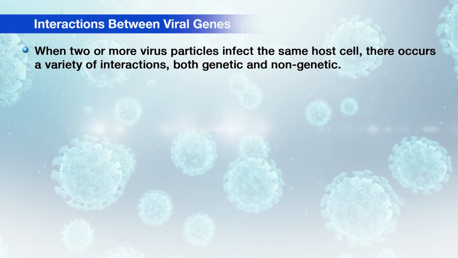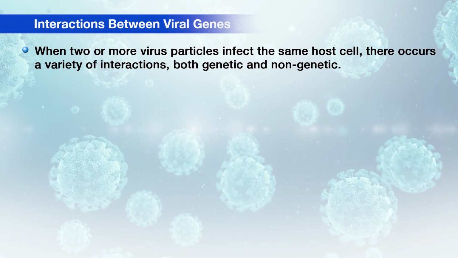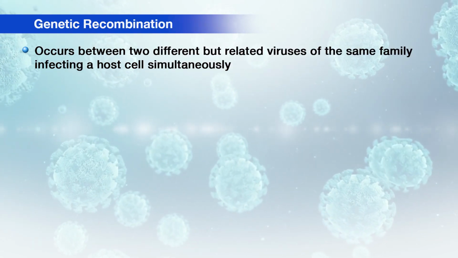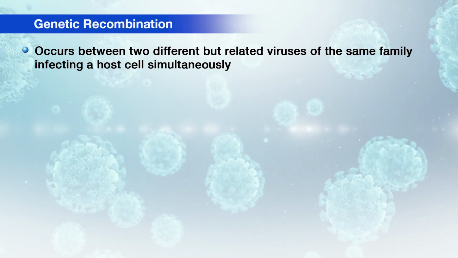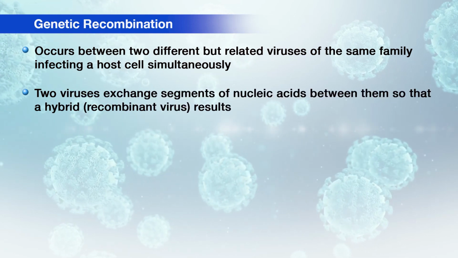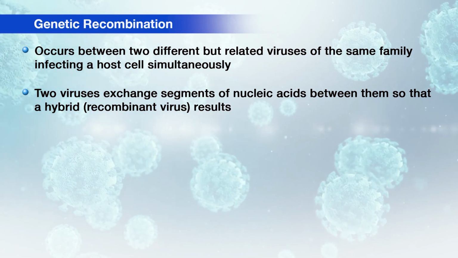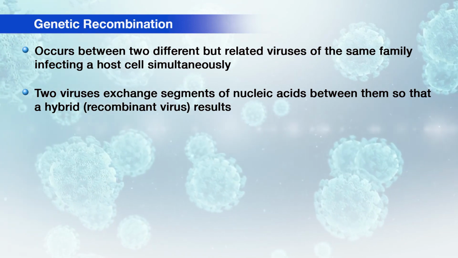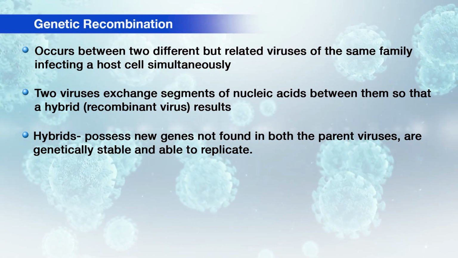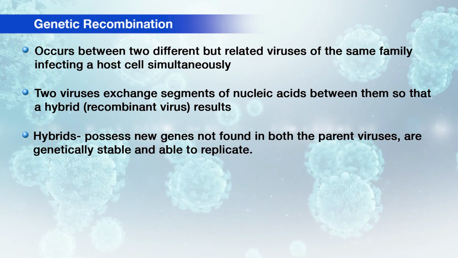Now the interactions between virus genes can be genetic or non-genetic. This is when two or more virus particles infect the same host cell and a whole lot of interactions are seen as follows. In genetic recombination, you see two different but related viruses of the same family simultaneously infecting a host cell. There is an exchange of segments of nucleic acids between them and a hybrid or recombinant virus results. Hybrids possess a new gene not found in both parent viruses, and they are genetically stable and able to replicate.